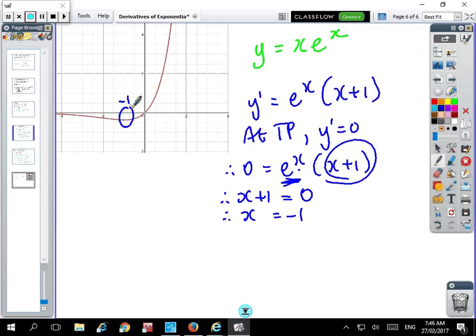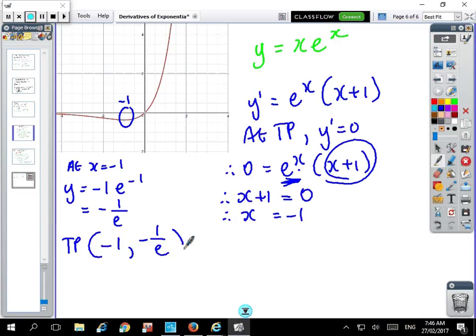And then we just put it back into y. So at x equals minus 1, y equals minus 1 times e to the minus 1, and that just equals minus 1 over e. So the turning point is minus 1 comma minus 1 over e, which you can see is a negative value here, so that value there is minus 1 over e. Note that I've turned the negative index into a positive index, and you don't convert that to a decimal.